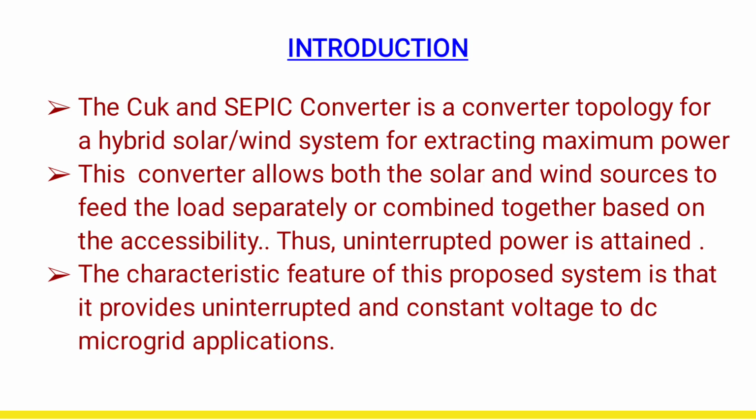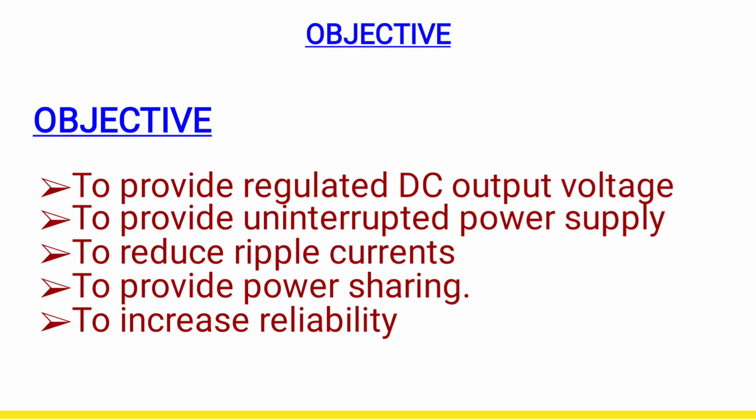The CUK SEPIC converter is a converter topology for a hybrid solar wind system for extracting maximum power. This converter allows both the solar and wind sources to feed the load separately or combined together based on the accessibility. Thus, uninterrupted power is obtained. The characteristic feature of this system is that it provides uninterrupted and constant voltage to DC microgrid applications.